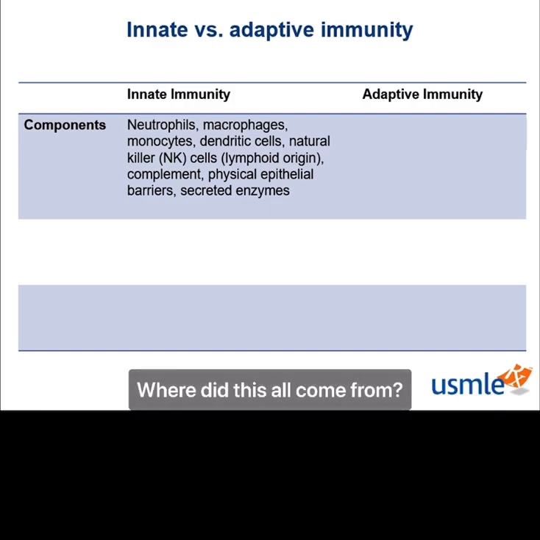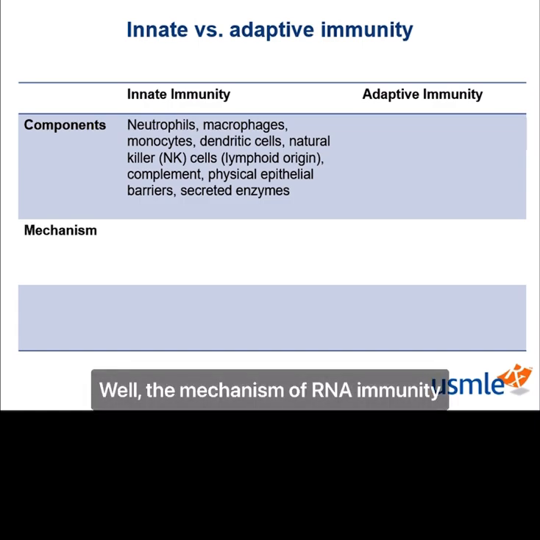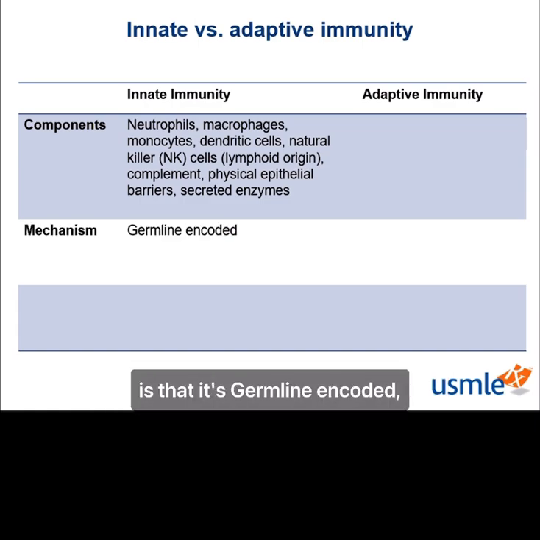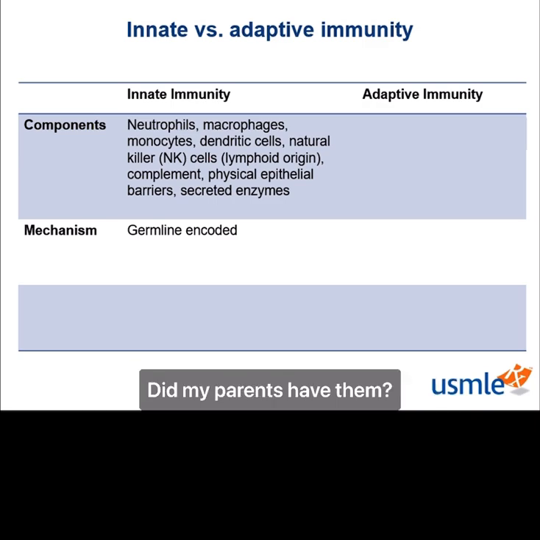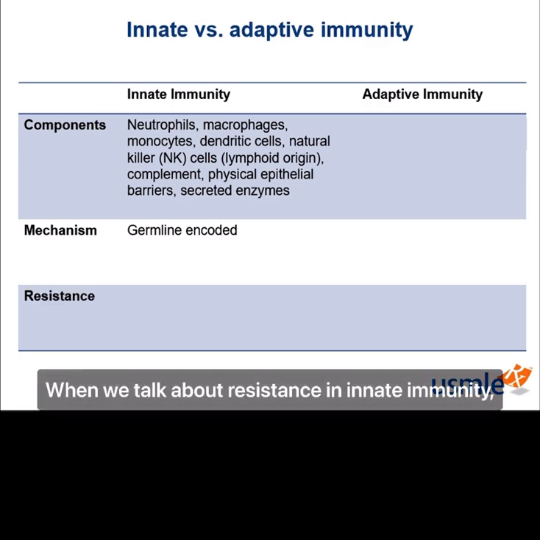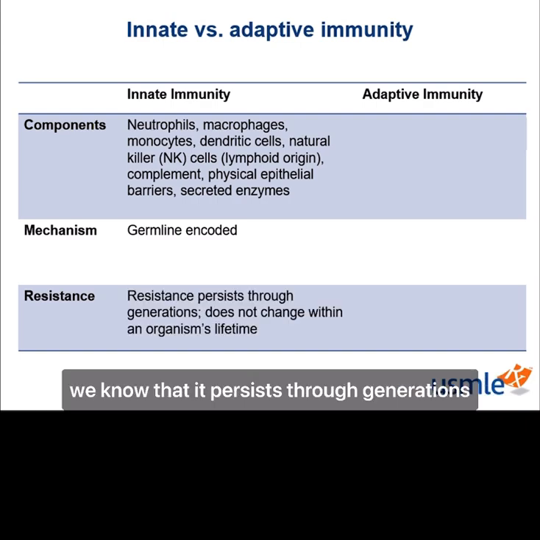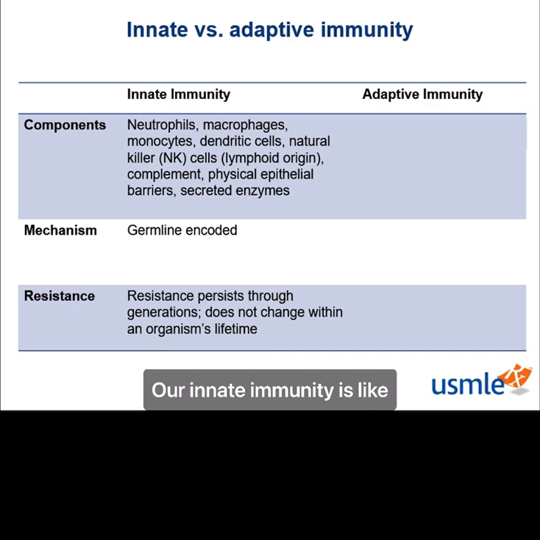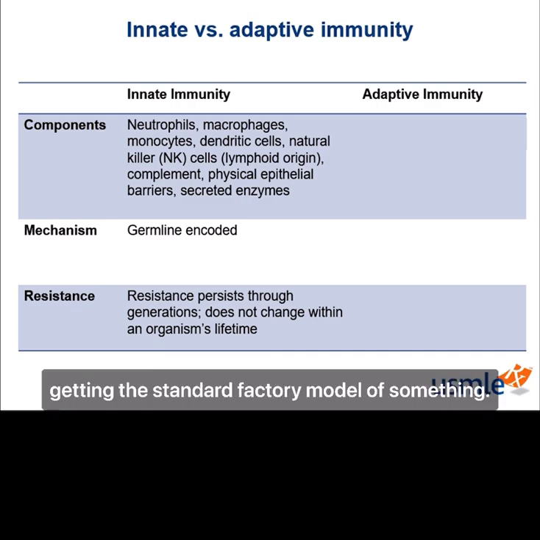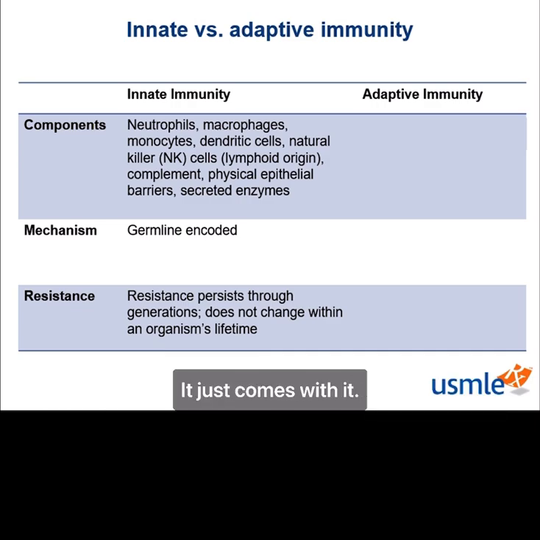Where did this all come from? Well, the mechanism of our innate immunity is that it's germline encoded. We were born with it. Well, do I always have these components? Did my parents have them? Will my kids have them? When we talk about resistance in innate immunity, we know that it persists through generations and doesn't change within a lifetime. Our innate immunity is like getting the standard factory model of something. It just comes with it.